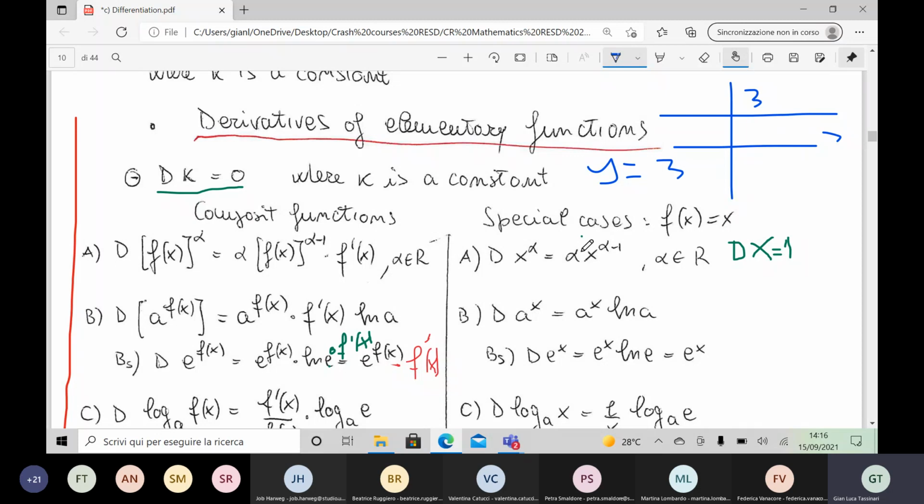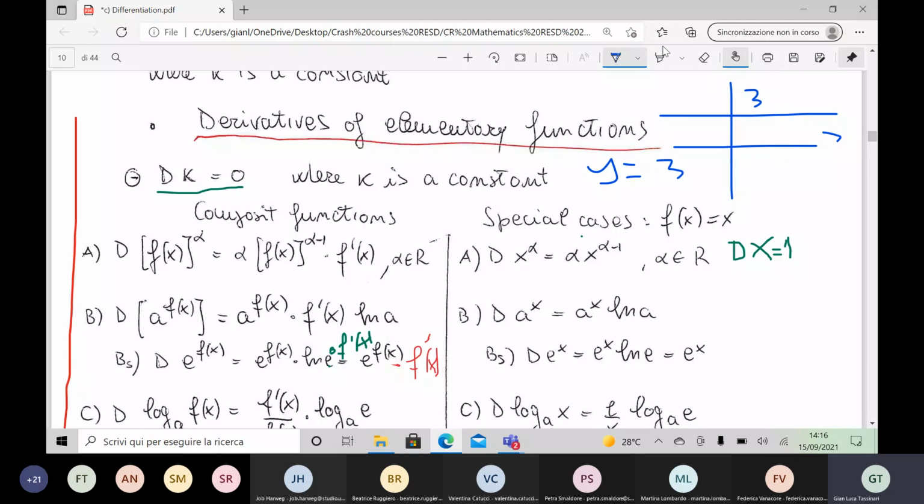Well, you can get this rule simply starting from this one, because you have alpha, copy it, then the rule tells you f of x, but in this case f of x is x, to the power alpha minus 1, so x to the alpha minus 1. Times what, guys? Times f prime of x. F prime of x is the derivative of x, but guys, the derivative of x is always equal to 1, and I can provide a graphical intuition of the reason.